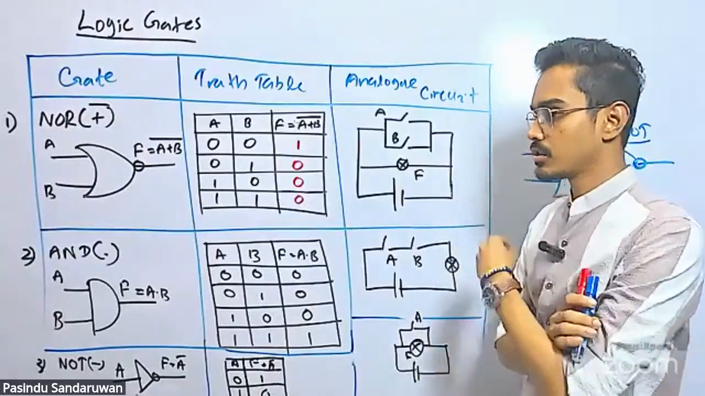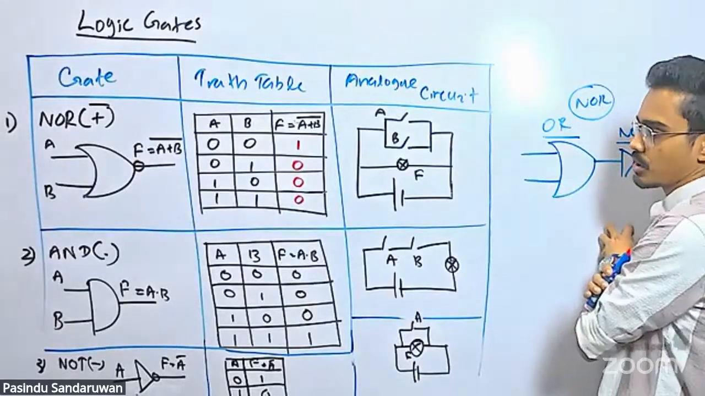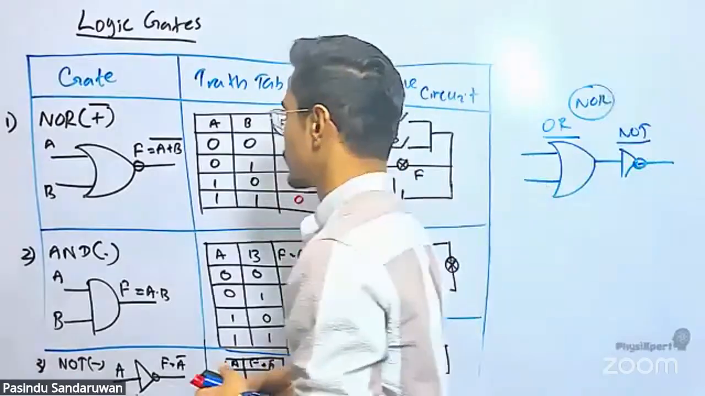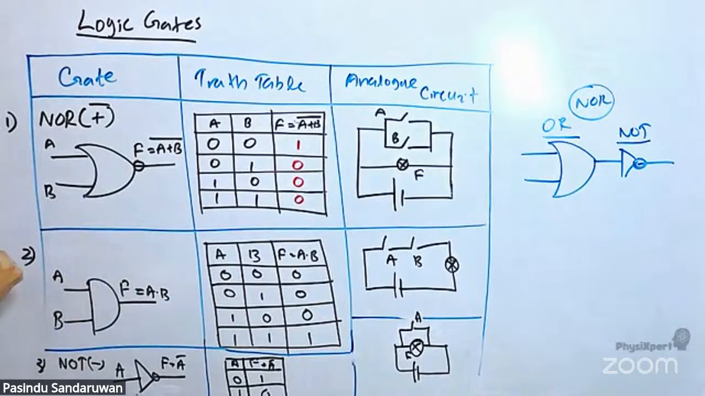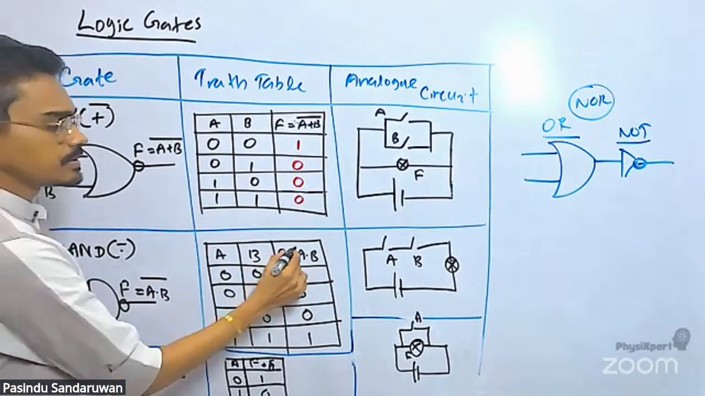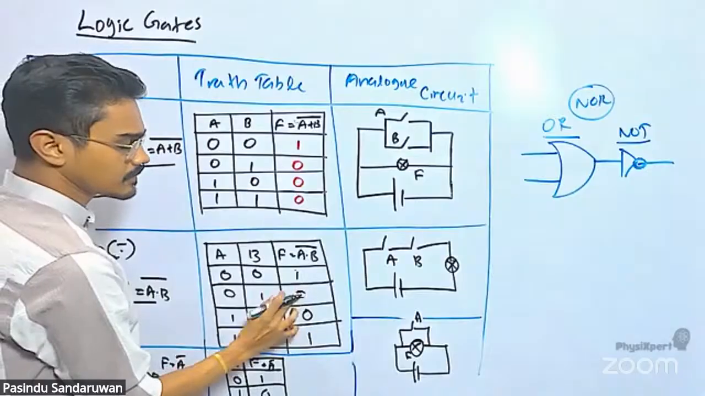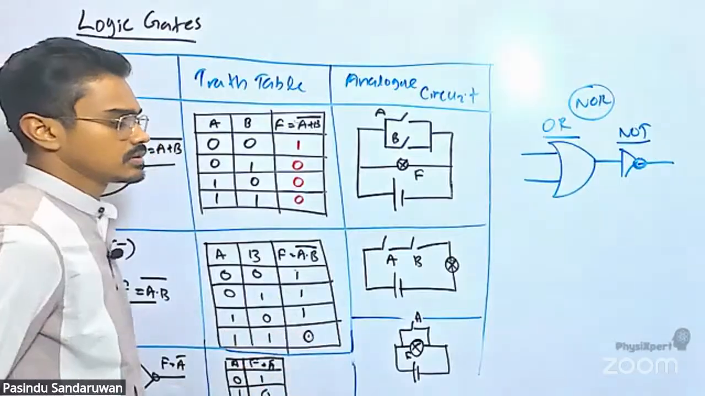Then next one, NOT AND. NOT AND means when a NOT gate is connected in front of AND, that is called NOT AND. Shortened form is NAND. NAND: A dot B, bar. For the NOT gate, we are putting only this dot here. Then A dot B, bar. Truth table is 1, 1, 1, 0.